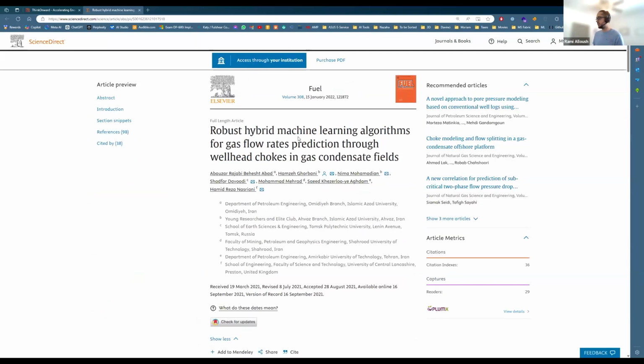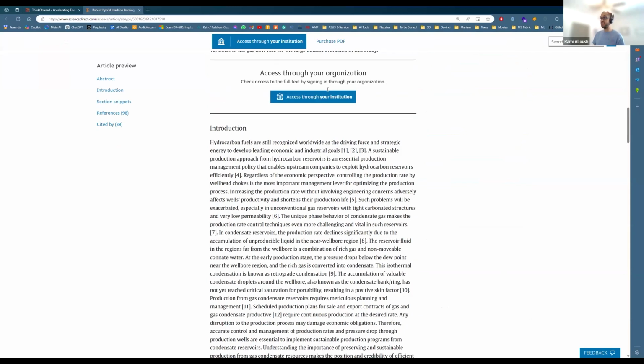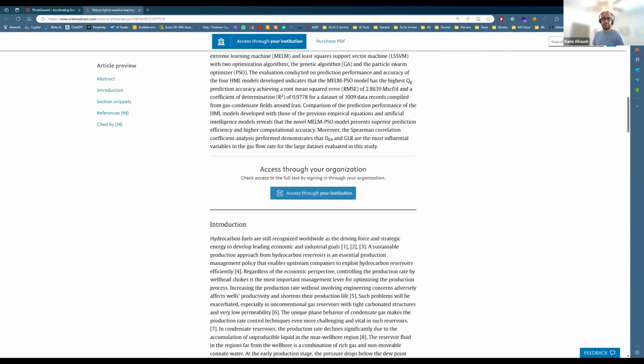The last one that we can go through is about the wellhead choke in gas condensate fields. This paper is actually not freely accessible. I have access, I downloaded it. Let me open the PDF quickly with you to show you what it has.